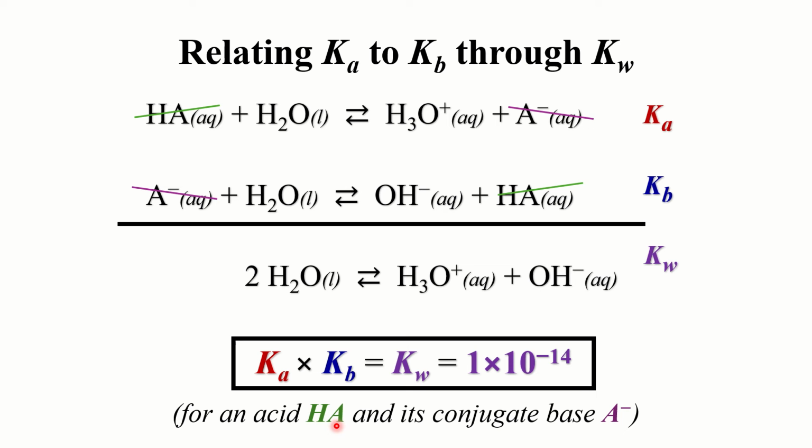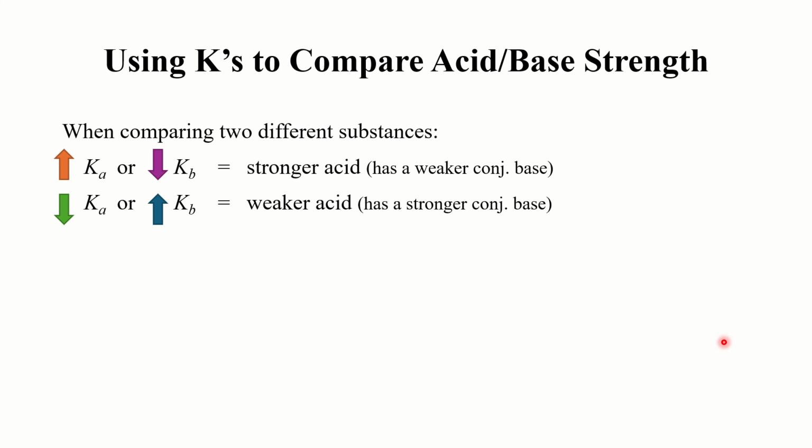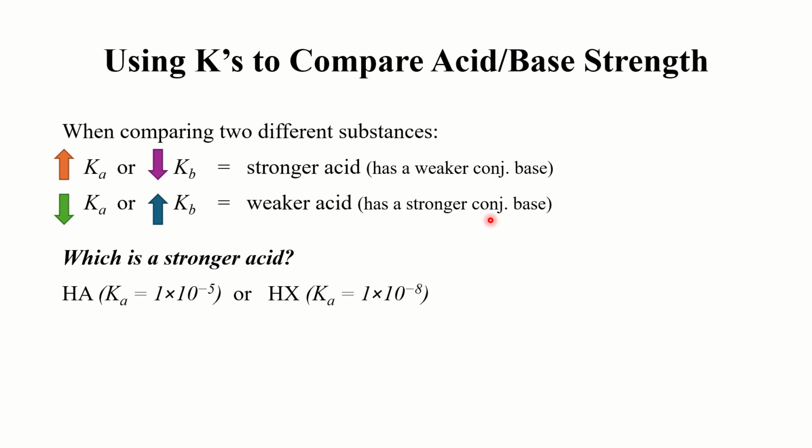And this is for an acid HA and its conjugate base A minus. So using Ka's to compare acid and base strength, when we compare two different substances, the bigger its Ka is, the smaller its Kb is going to be, meaning it has a stronger acid and a weaker conjugate base. On the flip side, the lower the Ka value is, the bigger the Kb is going to be, meaning we have a weak acid or a strong conjugate base.